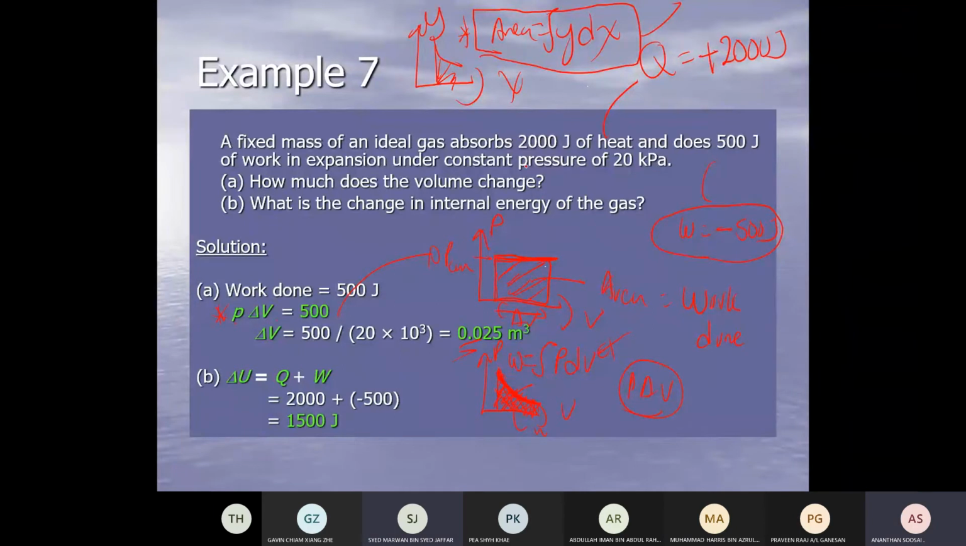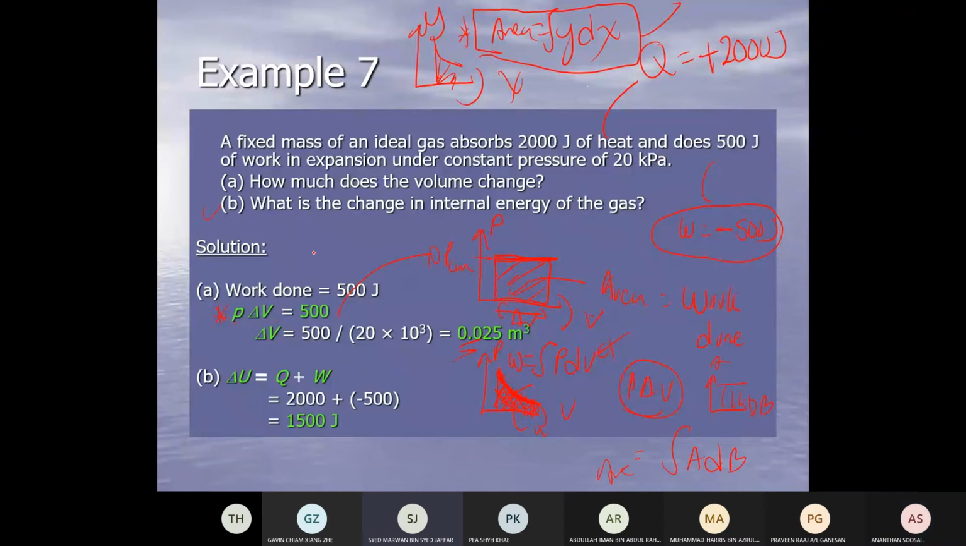The area is integration of Y dx. Integration is to find the area of any type of graph. If the y-axis is A and the x-axis is B, you want to find the area under the graph AB, so it's going to be integration of A dB, right? That's your area. So for P versus V, the integration of P dV is your area under the graph.